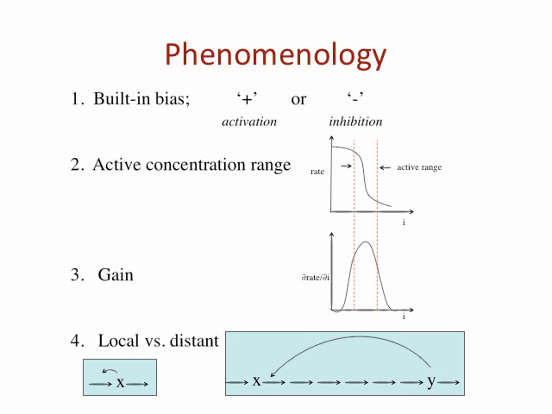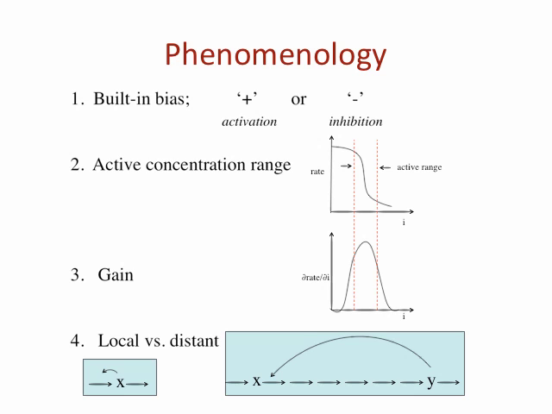The third concept is the gain. The gain is related to how much the reaction rate changes in response to a change in the inhibitor. This can be expressed as the derivative of the reaction rate with respect to the concentration of the inhibitor. And that is shown in the graph.